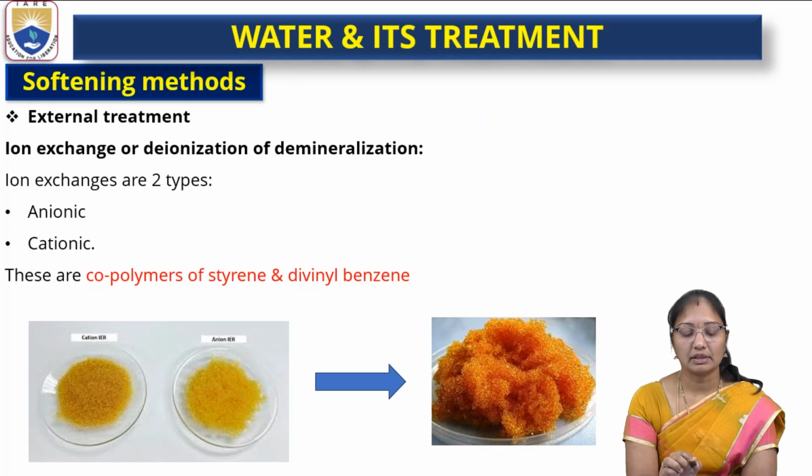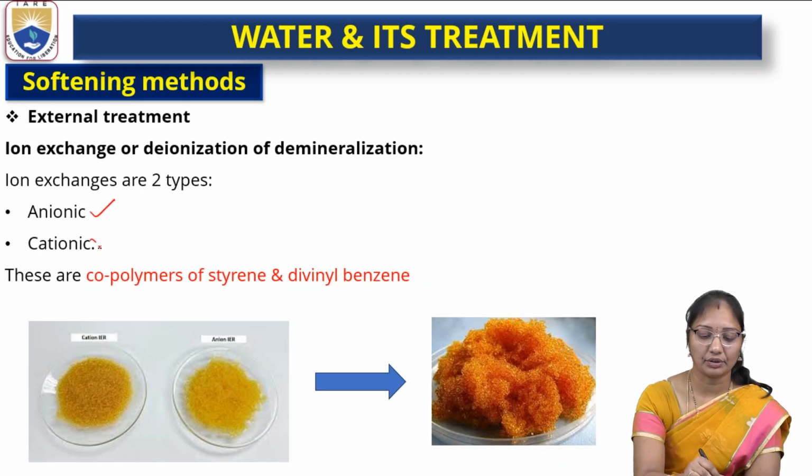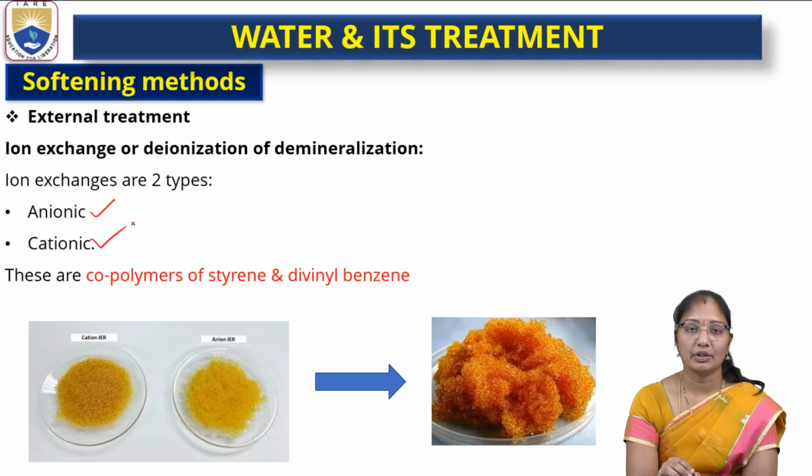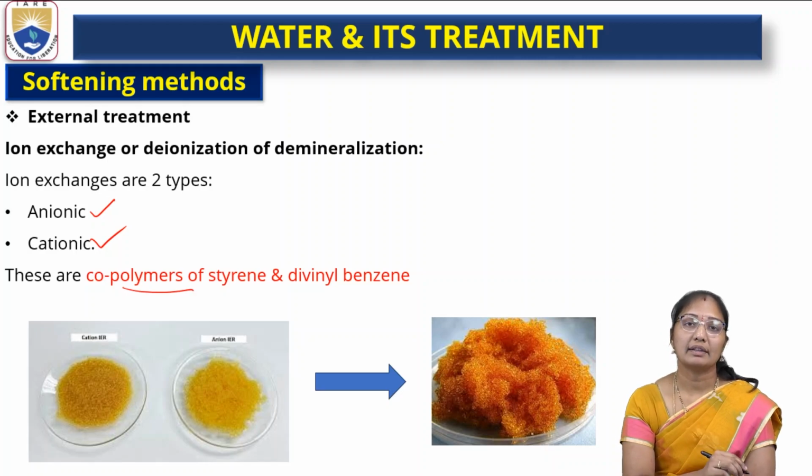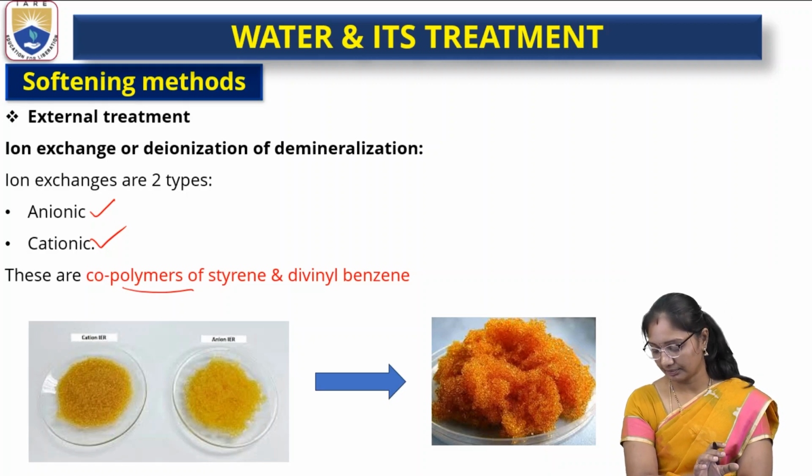So another trending method used in the treatment of softening water is the ion exchange process. It involves two exchange columns, one anion and one cation. This process is also called deionization and demineralization. We are using copolymers of styrene and divinyl benzene. It is the same principle as we use for the zeolite, but instead of zeolite we are using the copolymers. For anions it is separate and for cations it is separate, so we are using separate columns for filtration of anions and cations.